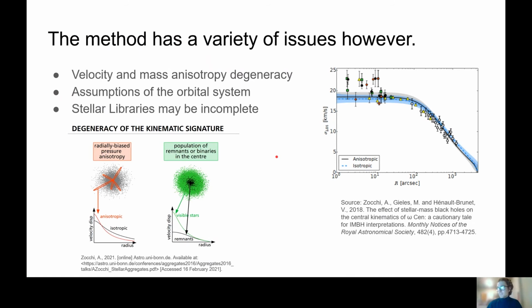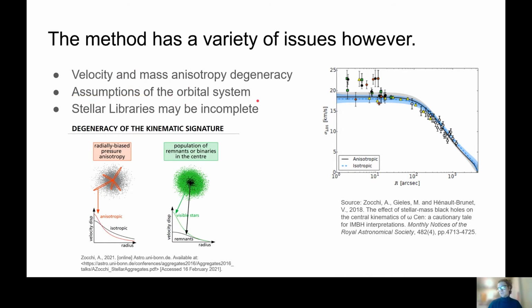Now, there are problems using these methods. We've got a velocity and mass anisotropy degeneracy. This means essentially we struggle to distinguish between the inner and outer velocities of stars, and we use the ratio to find the mass of the black hole, so that's a problem. And we also struggle to distinguish between stellar and black hole mass, which is another issue. We're trying to find the mass of the black hole.